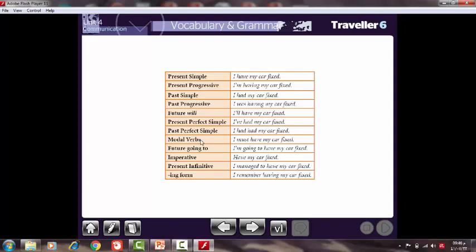Modal verbs like must, can, could, shall, should, etc.: I must have my car fixed. Future going to: I am going to have my car fixed. Imperative: Have my car fixed. Present infinitive: I managed to have my car fixed. The ING form of the gerund: I remember having my car fixed. And here is the ING form of the gerund.